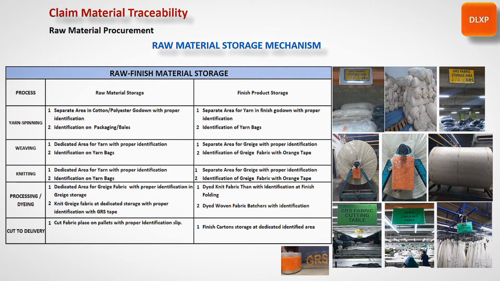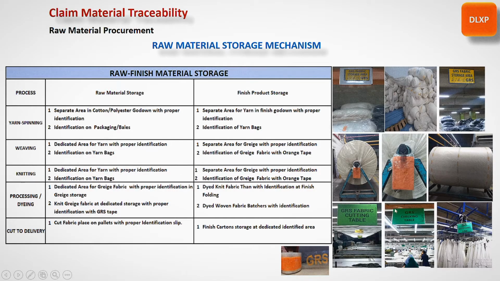You can see the picture shows the area identification. For instance, talking about knitting, there is a dedicated area for yarn with proper identification, and yarn identification on bags. In processing, the first thing is a dedicated area for grey fabric with proper identification in grey storage, and the second is the knit grey fabric dedicated storage with proper identification, with GRS tape or anything you can easily identify it. The pictures will show you the exact requirements.